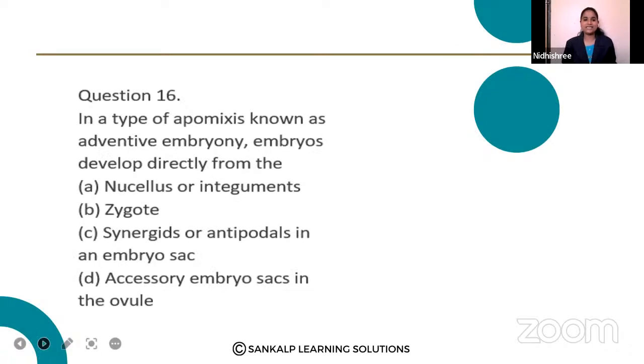Question number 16. In a type of apomixis known as adventive embryony, embryos develop directly from the: A, nucellus or integuments. B, zygote. C, synergids or antipodals. D, accessory embryo sacs in the ovule. Good.